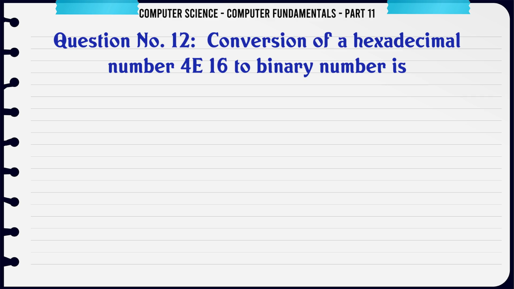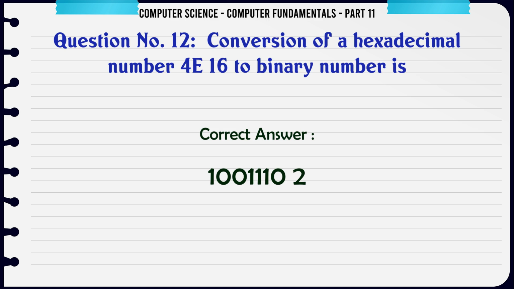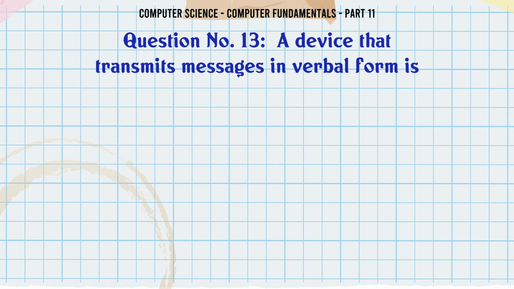Conversion of the hexadecimal number 4E (base 16) to a binary number is A. 10011101 (base 2). B. 10011100 (base 2). C. 11011000 (base 2). D. 1,10,111. The correct answer is 10011100 (base 2).